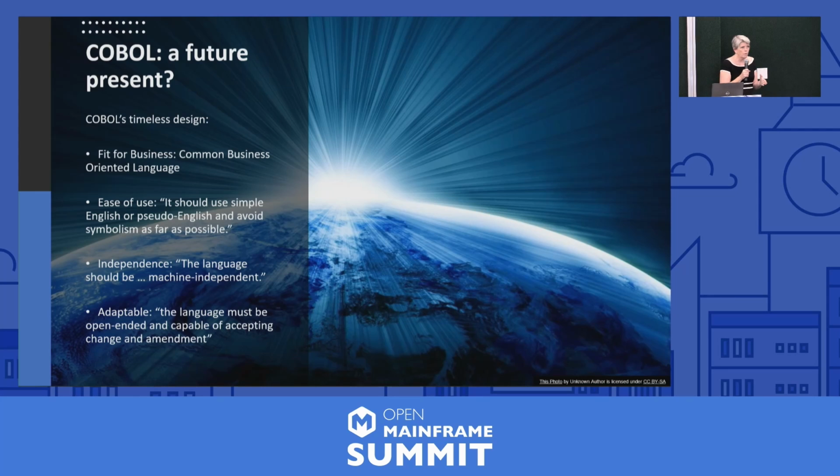So COBOL was literally designed for the future. The future was in mind when it was invented, 70 years ago, right? And I guess they were kind of right, because it's still here 70 years later. It was designed to be easy to use. It was designed to be portable. It was designed to be adaptable. So there is proof that COBOL is the future.